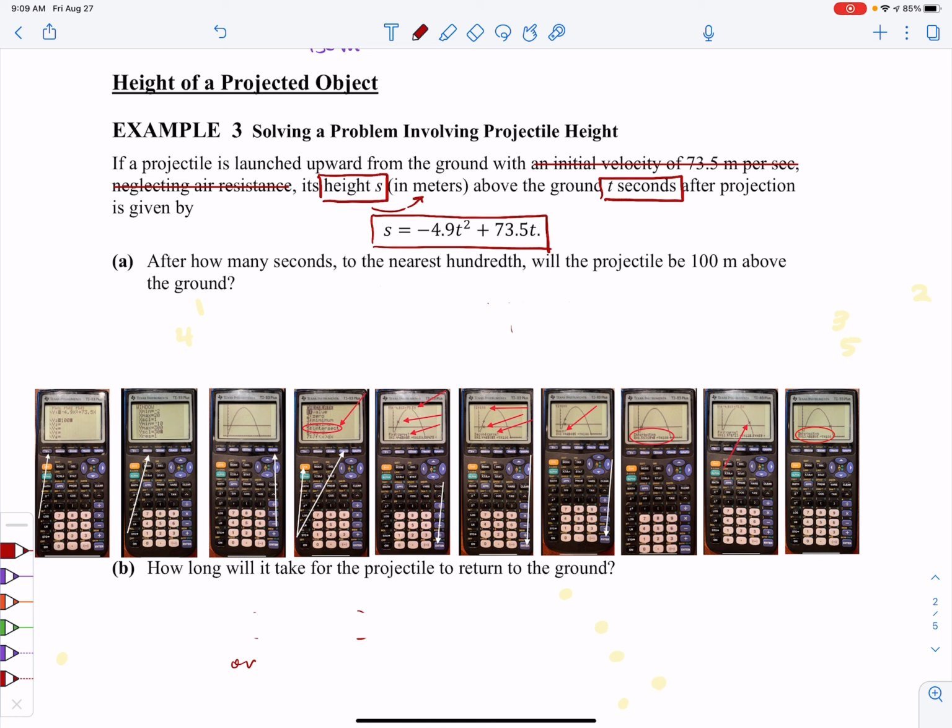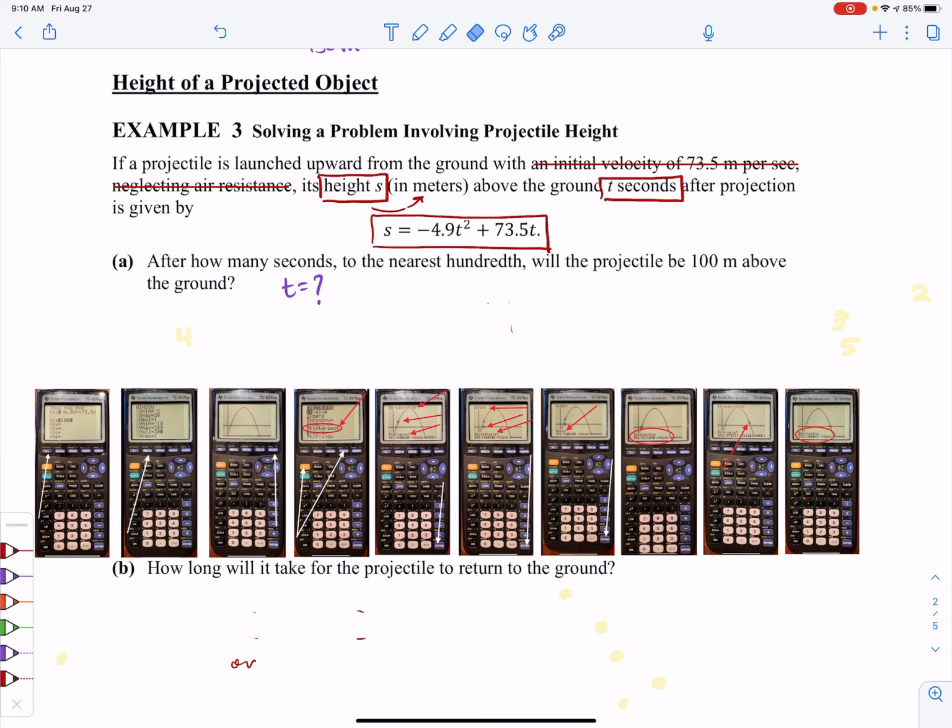So let's go ahead and read then what it's asking me. After how many seconds? All right, so the very first thing, just out of the first 4 words in the question, I know that I want to know what my time is, after how many seconds. So I know that I'm going to be solving for T. And then it tells me that I'm going to round to the nearest hundredth.